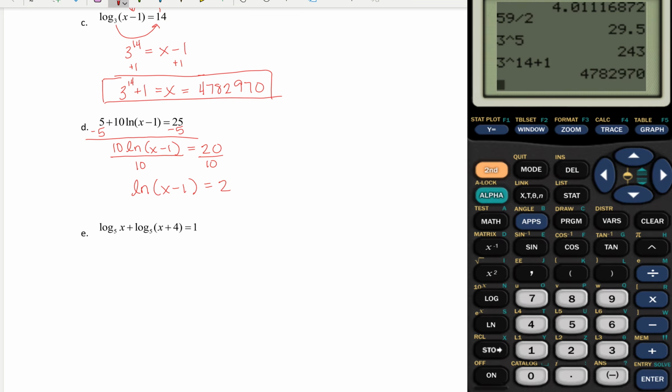And remember, how do I get rid of a natural log? Well, in this case, I have to give it a base of e on both sides so that the natural log is gone. I get x minus 1 is now equal to e raised to the power of 2. To solve for x, I'm going to add 1 to both sides. I cannot physically add e squared and 1, so I'm going to say x is equal to e squared plus 1. And here's my answer.